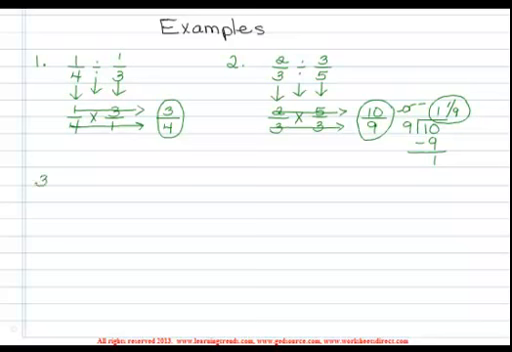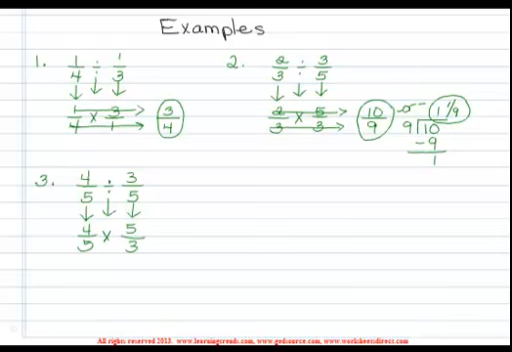And in our third example, we have 4/5, and we're going to divide that by 3/5. And we're going to follow the steps again. So we keep our first fraction of 4/5, change our division sign to a multiplication sign, and take that second fraction, the one that's being divided by, and we're going to flip or invert that, and 3/5 becomes 5/3.